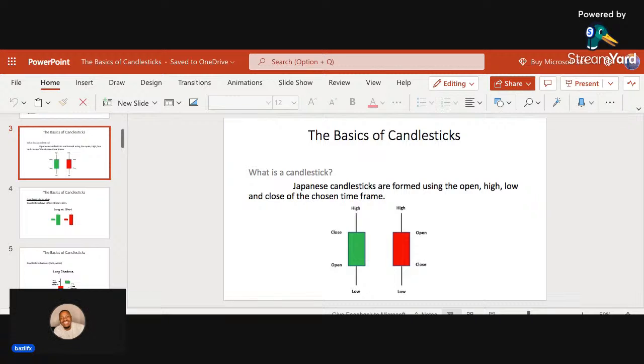Guys, if my resolution is quite low, you can just increase the quality. There's a setting where you can increase the quality.